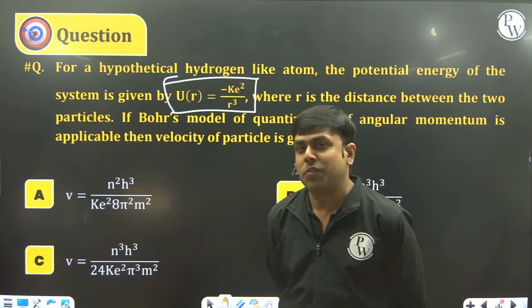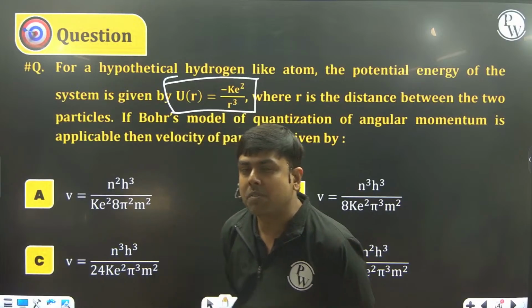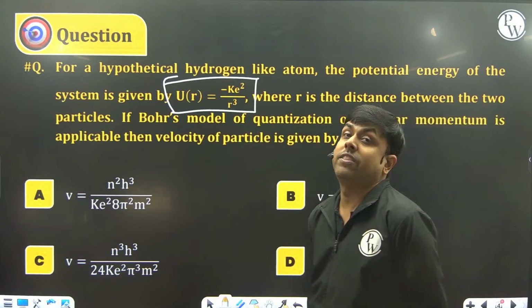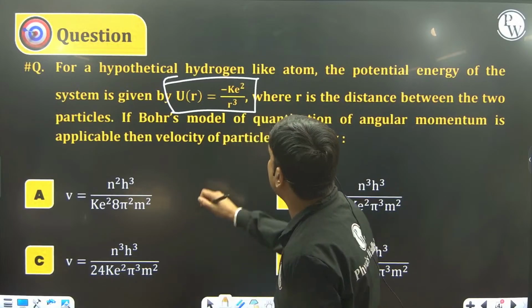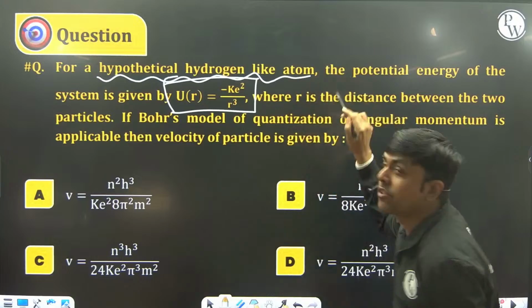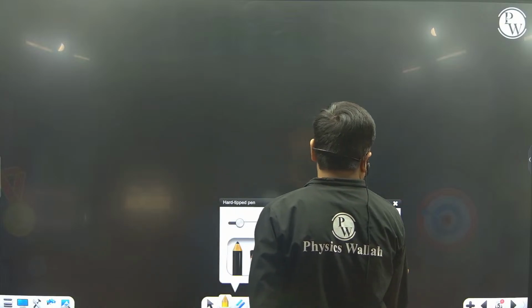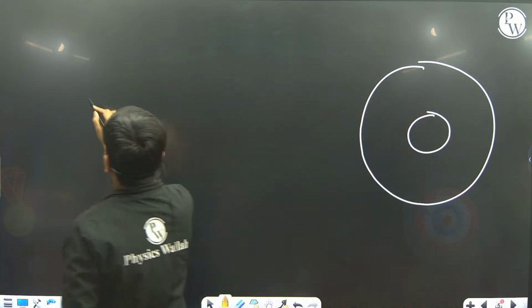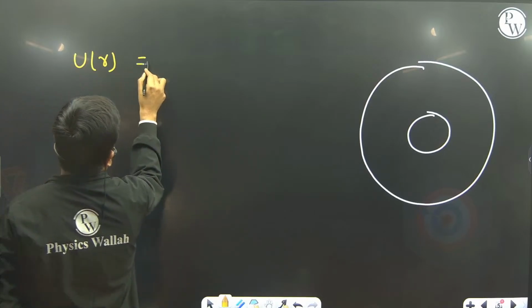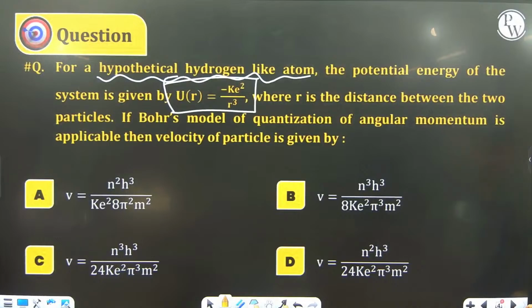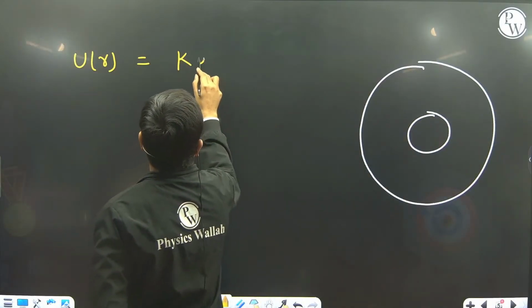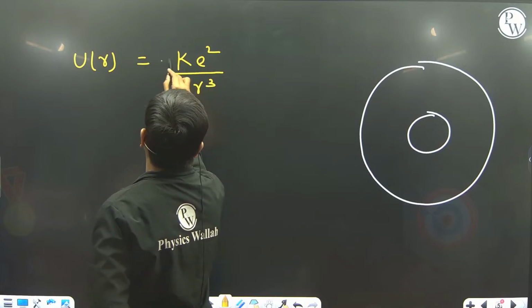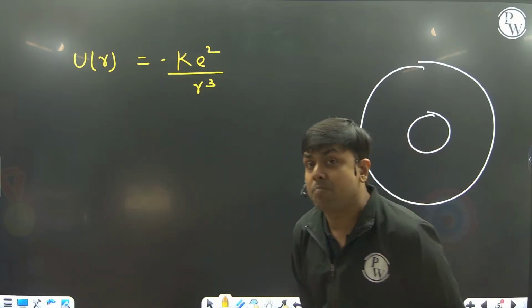Okay, students. This particular question is taken from Bohr's model, but can we apply the direct formula here? The answer is a big no. Why? Because we are having a hypothetical hydrogen-like species. So let's try to understand this question. I am taking an atom, a nucleus. And here they have given potential energy as a function of radius, and potential energy is minus Ke square upon r cube. So this is electrostatic potential energy.